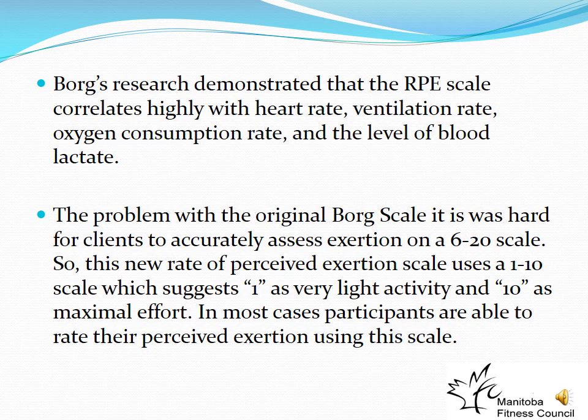So, as I said, Borg's research demonstrated that rate of perceived exertion scale that he had from 6 to 20 corresponded with heart rate, which also matched up with ventilation rate or ventilatory rate, oxygen consumption rate, etc. However, it was kind of confusing. So people were confused by it. So unless they had all the descriptive words to read, to simply call out a number was very hard for them. So they created a 1 to 10 scale instead.